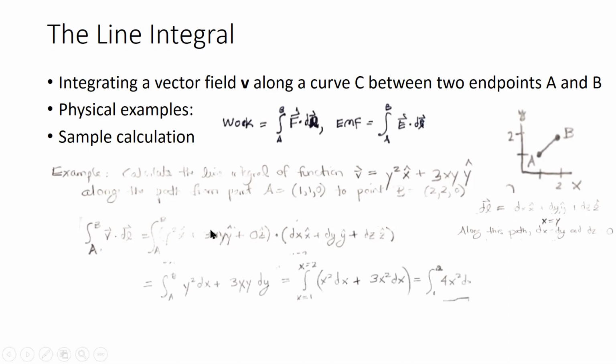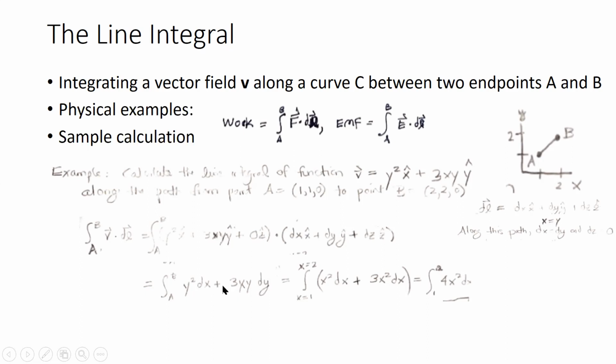So looking at this, we see with x hat, we have x hat dot x hat is 1, we have y squared dx. And with y hat, we have 3xy times dy, okay, integral from A to B. But how do we evaluate this, the integral of y squared dx, or the integral of 3xy dy?